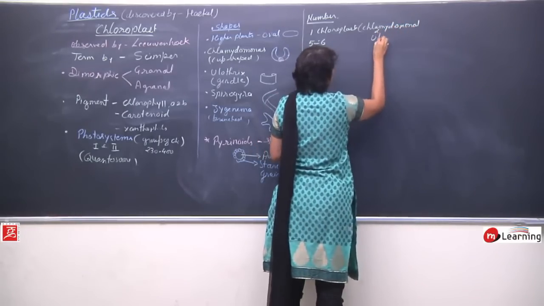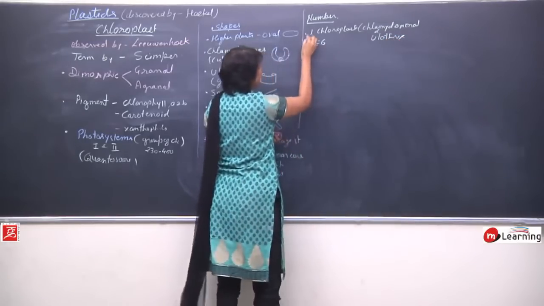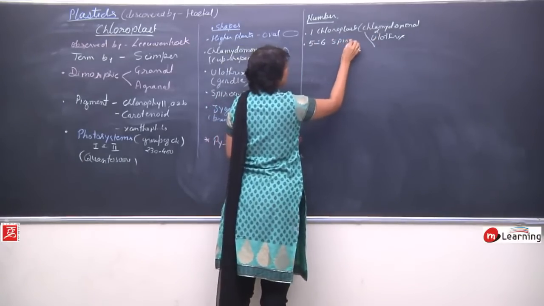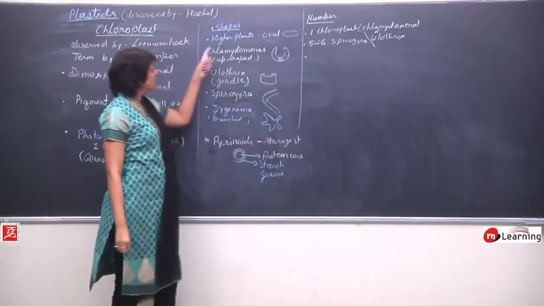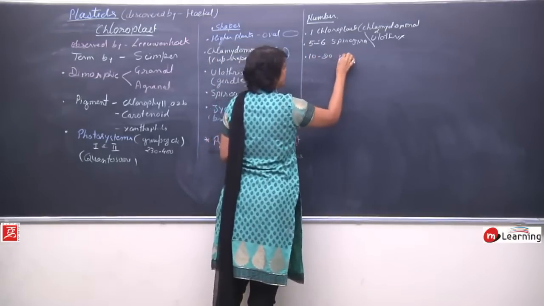So this one chloroplast in Chlamydomonas and Eulothrix, 5 to 6 in Spirogyra, and in general in plants the number is 10 to 20.